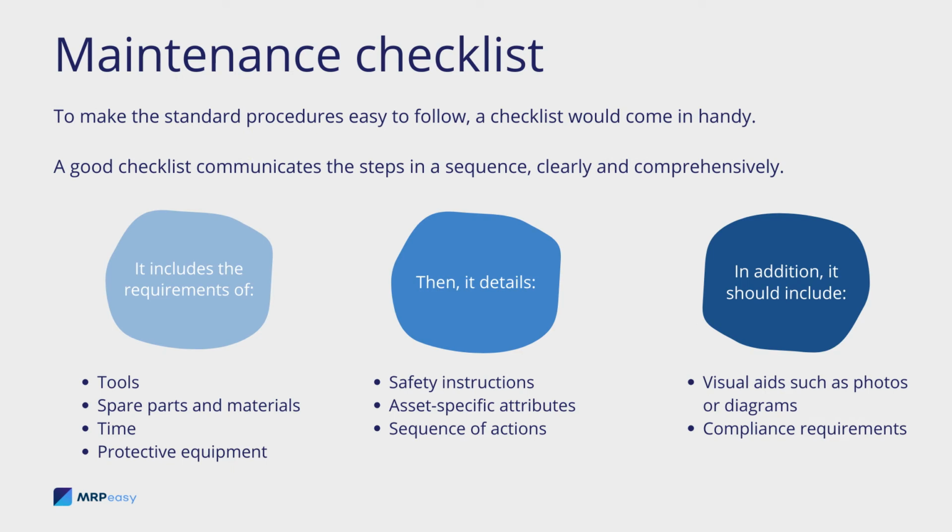Maintenance checklist. To make the standard procedures easy to follow, a checklist would come in handy. A good checklist communicates the steps in a sequence clearly and comprehensively. It includes the requirements of tools, spare parts and materials, time, protective equipment. Then, it details safety instructions, asset-specific attributes, sequence of actions. In addition, it should include visual aids, such as photos or diagrams, compliance requirements.